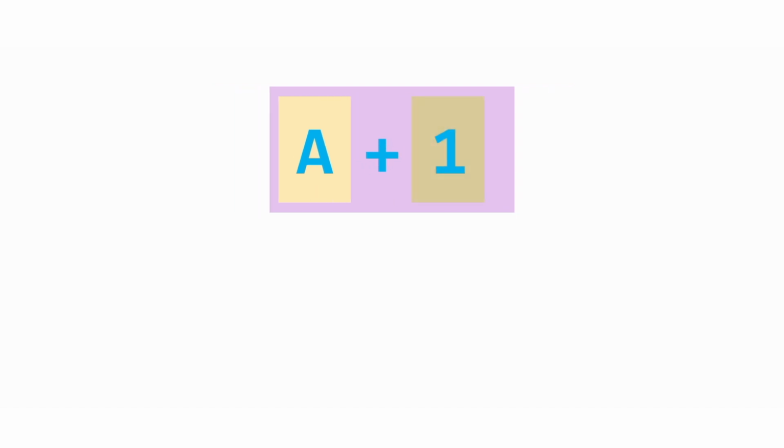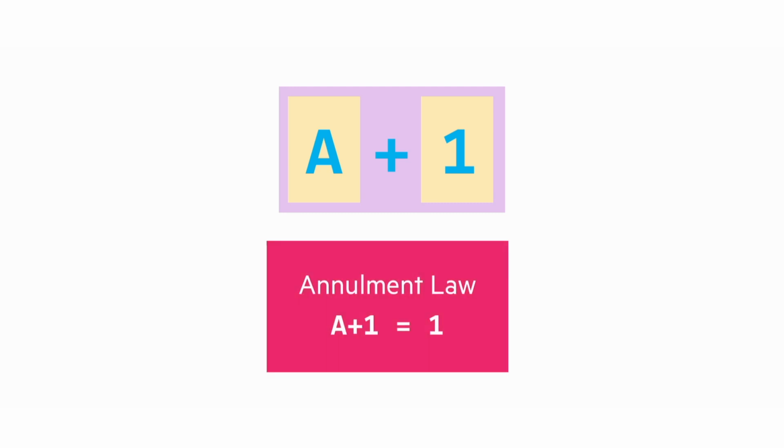That leaves us with A or 1, but that feels like it probably has a law that applies to it. Let's have a look and you'd be right. The annulment law tells us that anything or 1 can be simplified to just a 1, meaning that that entire expression was just a 1 signal all along.